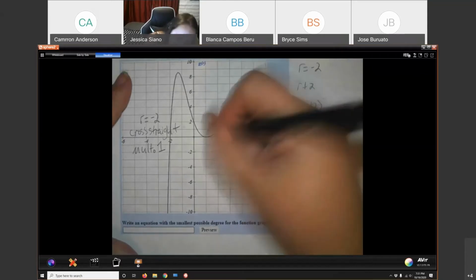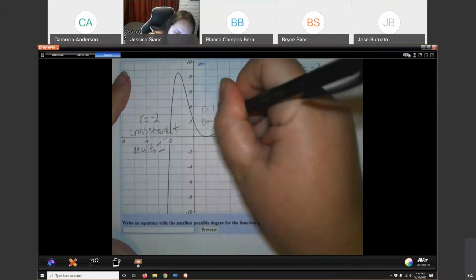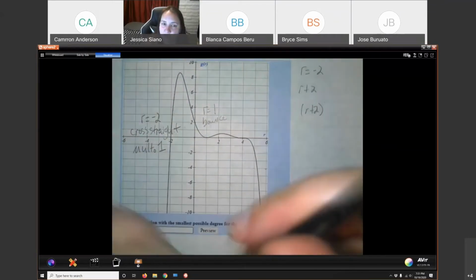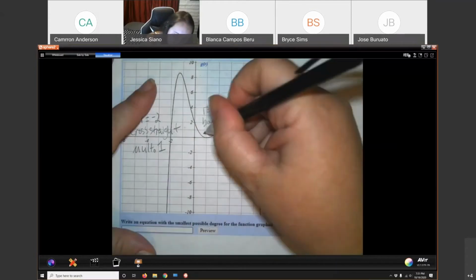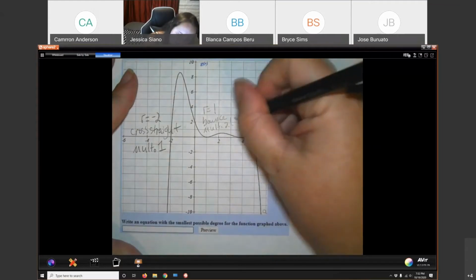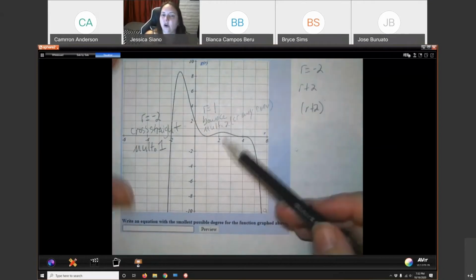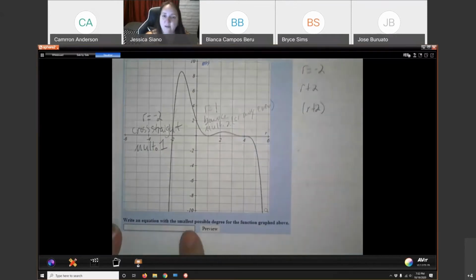Okay, next, I have a 0 at r equals 1. At r equals 1, we see a bounce. So see how it bounces off of r equals 1 and comes back up? A bounce means we have multiplicity 2 because it says smallest possible. Really, that could be any even. So it could be multiplicity 4, it could be multiplicity 6, it could be multiplicity 100. But they asked us for smallest possible, so we'll go with 2.